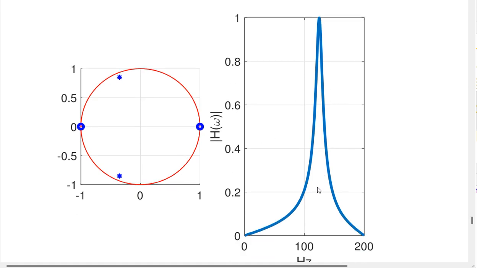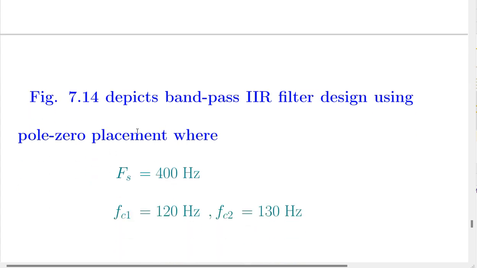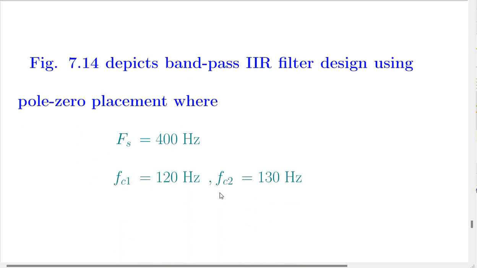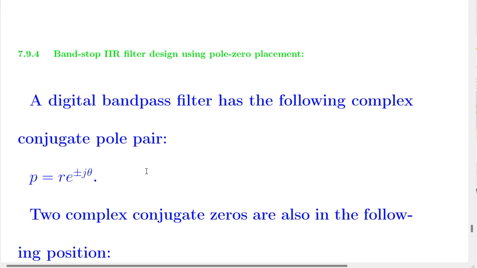And here you see the shape of the bandpass response: just two zeros, as mentioned, and two complex poles. So the cutoffs will be, as you see here, what we have just computed: FC1 equal to 120 Hertz and FC2 equal to 130 Hertz, with a sampling frequency of 400 Hertz.